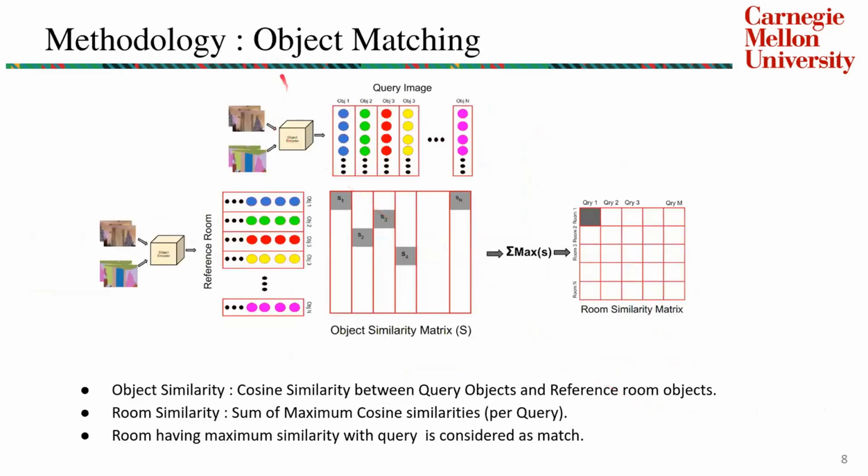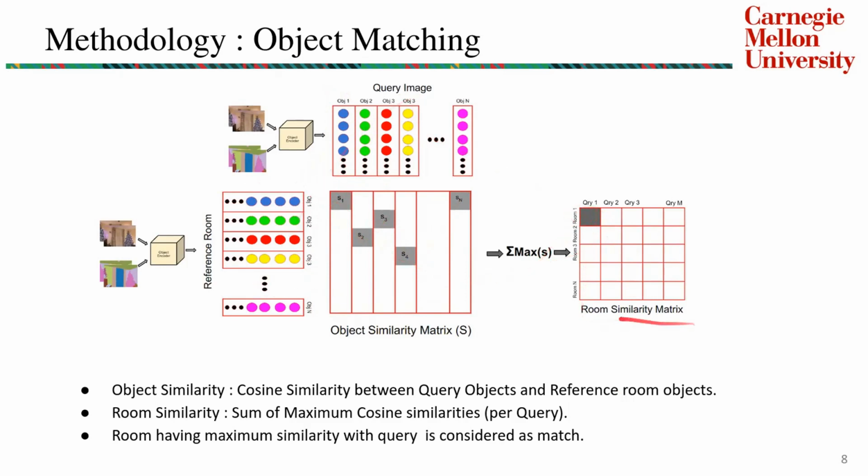Coming to the main part of the methodology, which is the object matching approach, we generate the reference in the way described earlier, and we generate the query in the same way. So now we have object descriptors for the query image and the reference image. For every object in a query image, we match it with the objects present in the reference room, and the room having maximum similarity with the query object is considered as a match. Similarly, we take all the matches and sum their similarity up to make a similarity between the query image and the room.